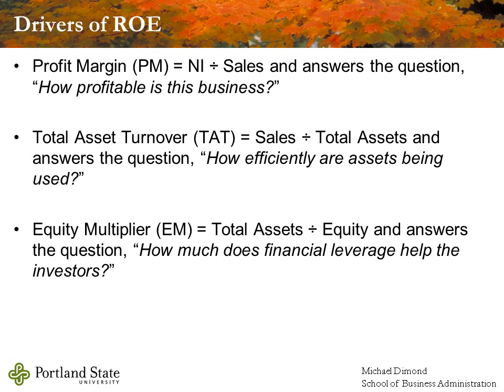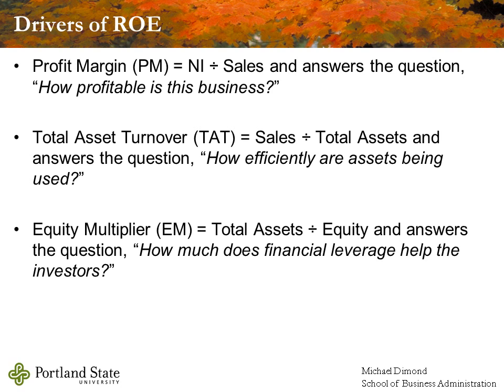These three things are really the drivers of return on equity. Profitability, or our profit margin, is going to be simply the net income divided by sales, and it answers the question, how profitable is this business? The total asset turnover is simply going to be the sales relative to the total assets invested in the company. In other words, for every dollar in assets, how many dollars in sales do we get each year? And it answers the question, how efficiently are assets being used?